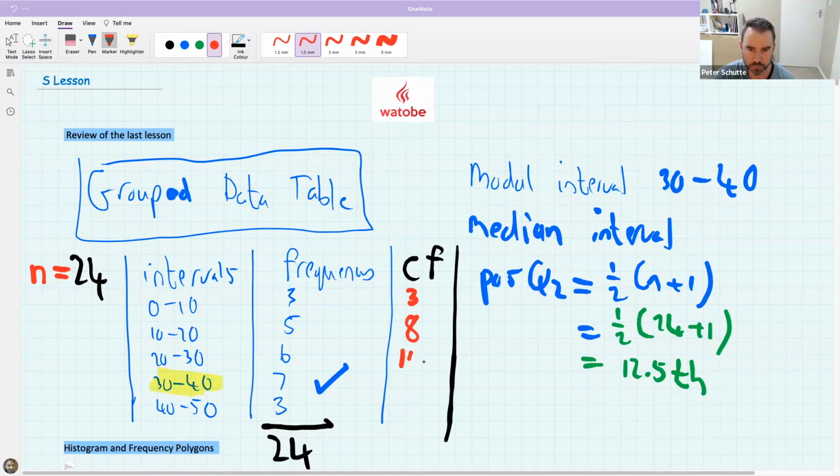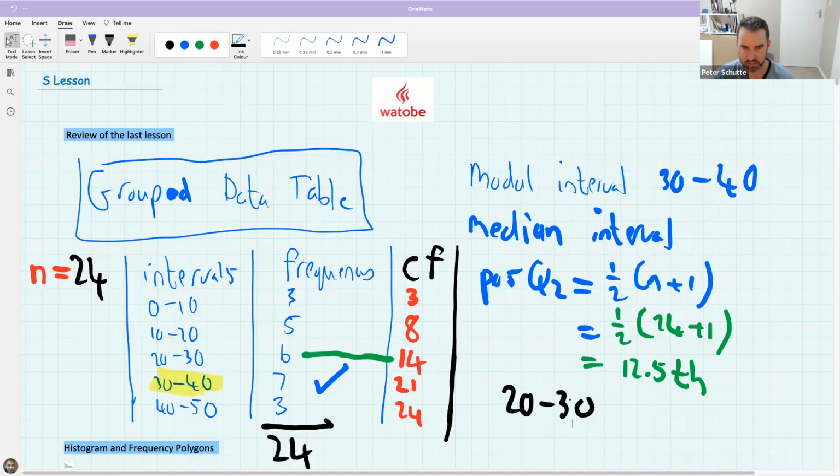So now I've got to 14. Have I gone far enough now? I mean, if I kept going, I'd get to 21 and then 24. I've gone way too far. So the magic seemed to happen when I got to this interval. And so the median interval is going to be between 20 and 30.